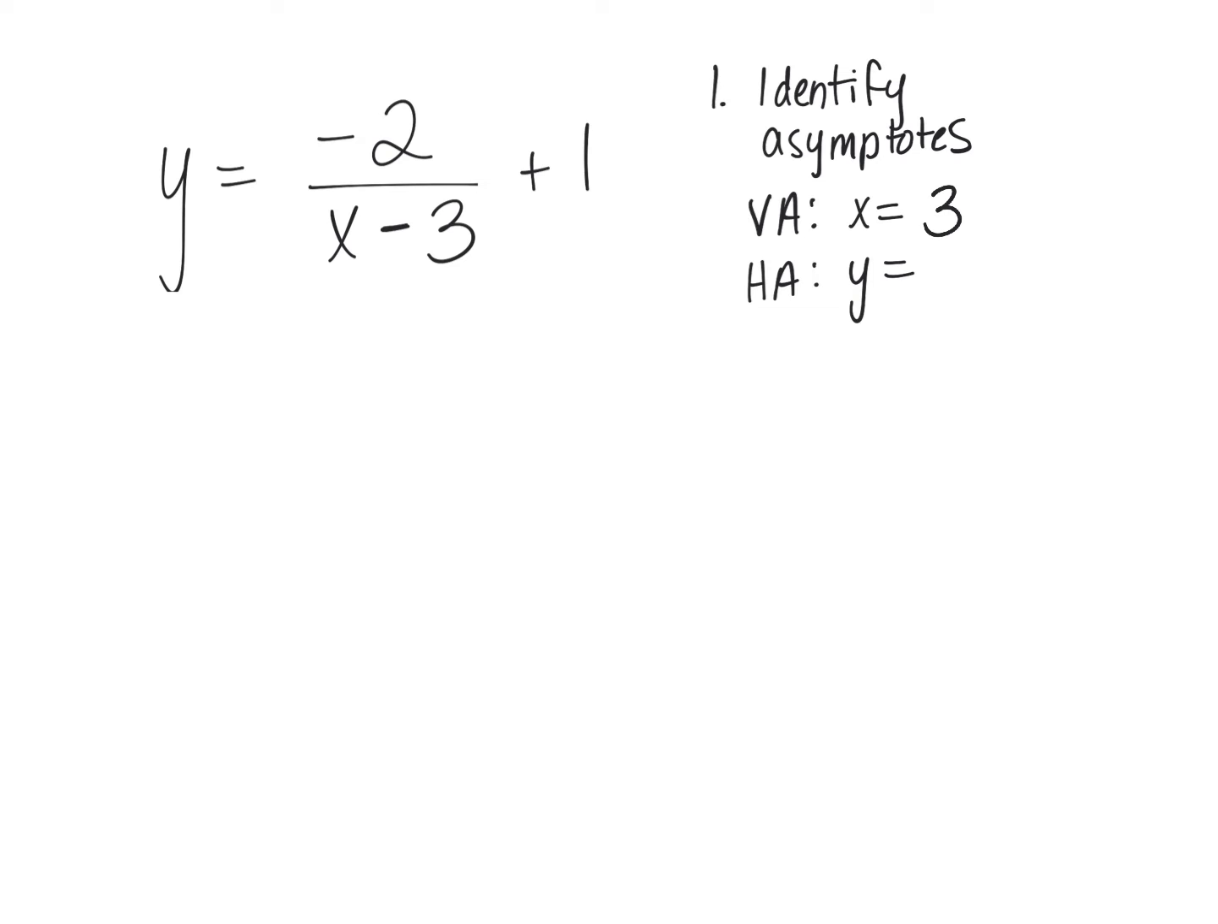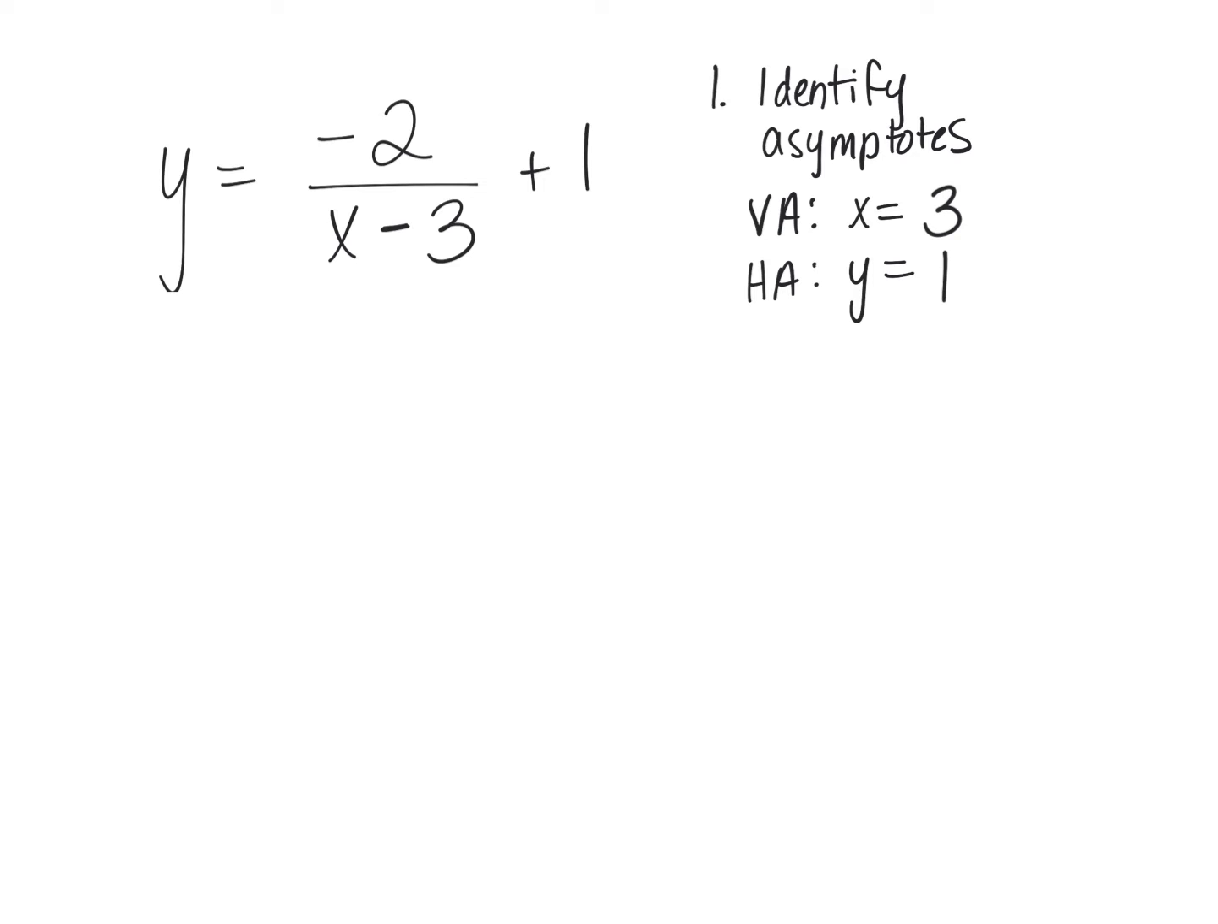And my horizontal asymptote, because there's no x on top, is just the number added on the outside: 1. Now what if there was no number out here? It would be 0, right? Because we're adding nothing, plus 0. What if it was just x in the denominator? Then our vertical asymptote is just 0.